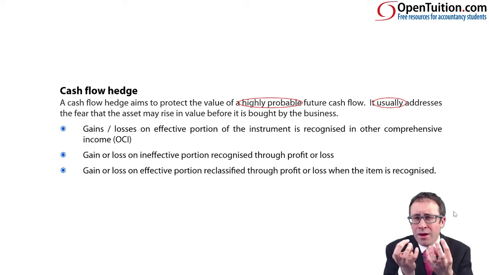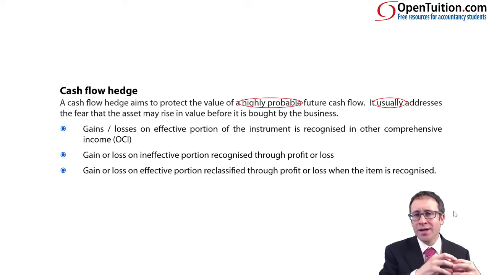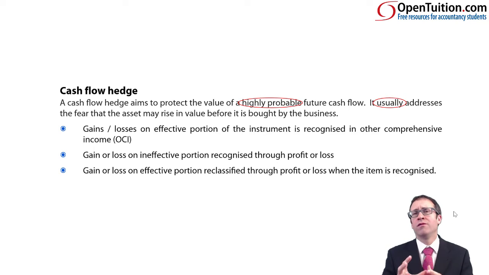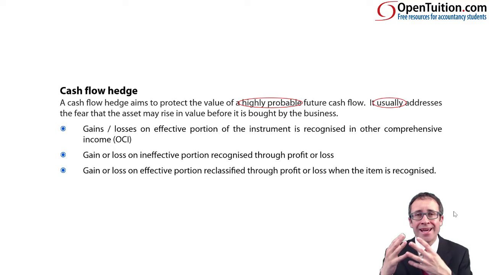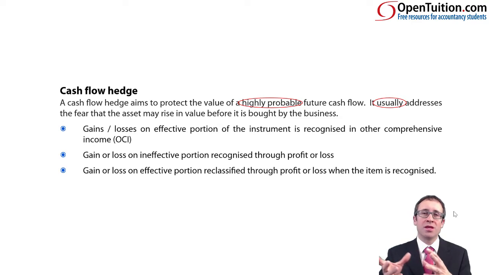If we look at the really picky rules, which we'll see in more detail in later videos, it's the effective element of the gain or loss on the hedging instrument that goes to other comprehensive income. If it's slightly ineffective, so if the gains and losses don't offset each other exactly, then some of the gain or some of the loss will have to go through profit or loss.